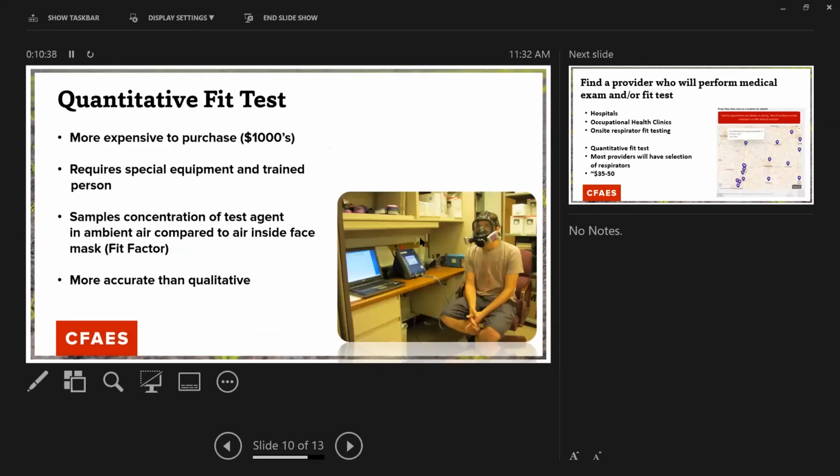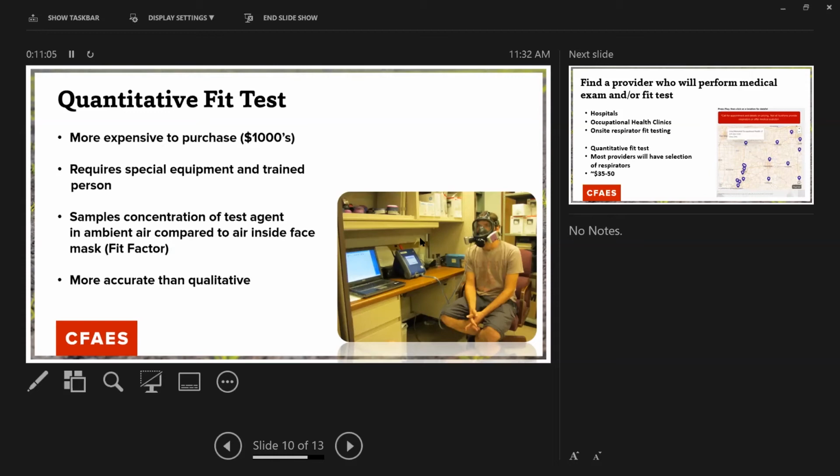Okay, the quantitative fit test, on the other hand, requires a lot more expensive equipment to purchase. This is going to be in the thousands of dollars range. Typically, it's not something that you're going to purchase and use for your employees unless you have a really large outfit or greenhouse where you're testing hundreds of employees. This requires special equipment and a trained person to utilize this.